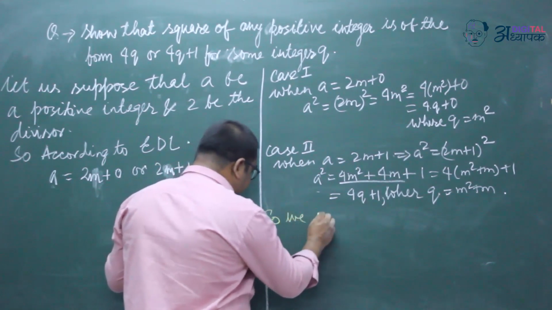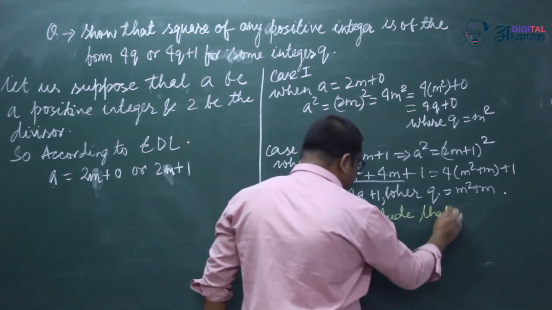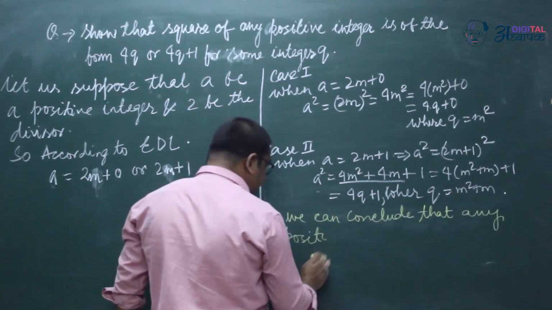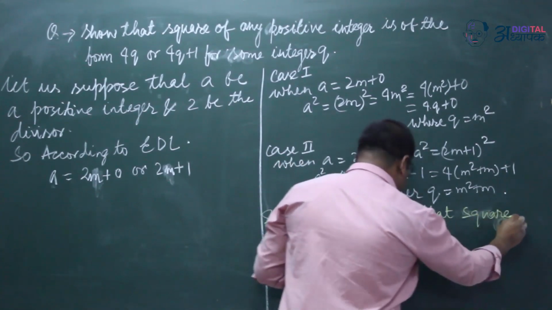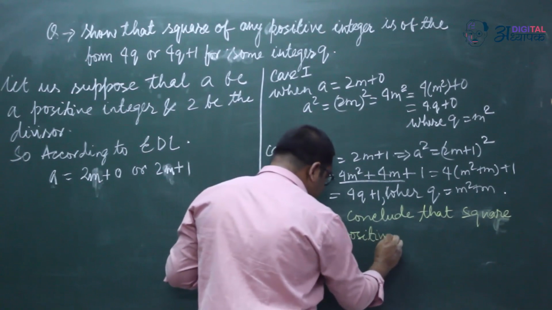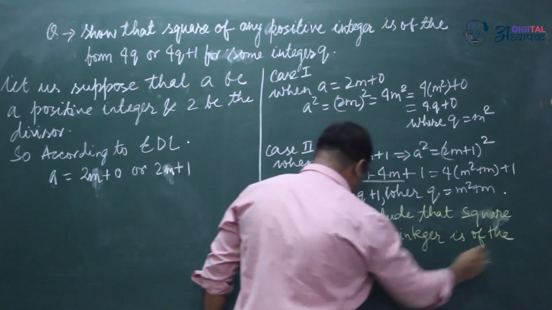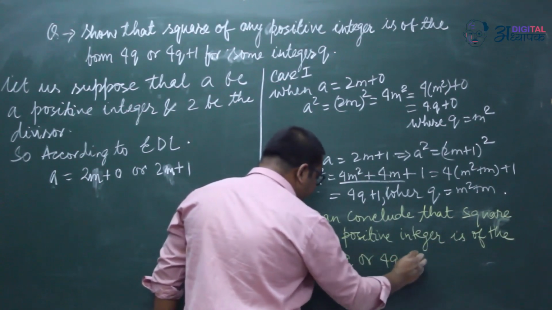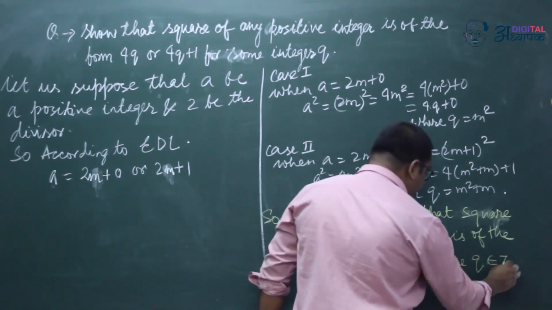So we can conclude that the square of any positive integer is of the form 4q or 4q plus 1, where q belongs to Z, that is the set of integers.